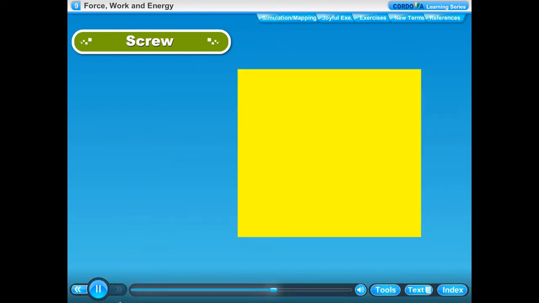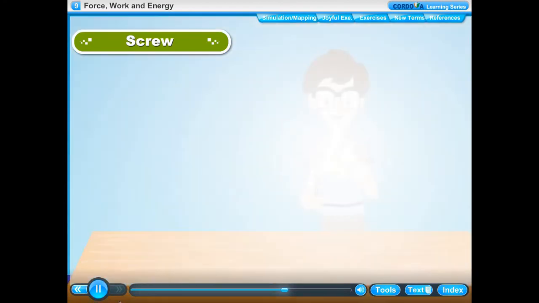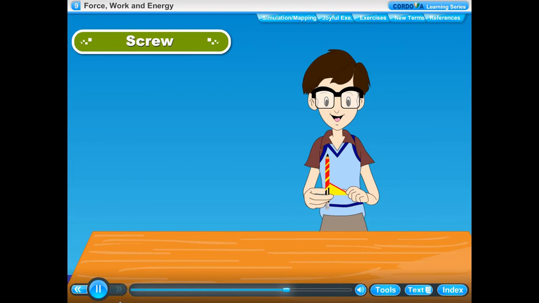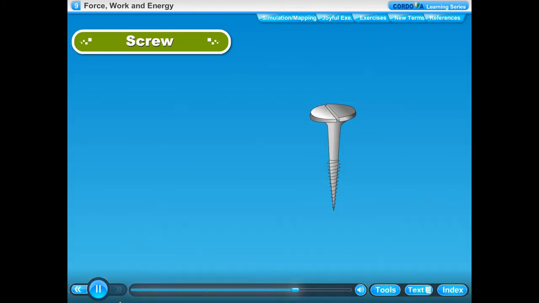Group activity based on CCE. Take a square sheet of paper. Cut it diagonally to get a right-angled triangle. The longest side of this triangle is an inclined plane. Color this side red. Now, wrap this paper around a pencil as shown in the figure. What do you observe? You find that the red-colored line of the paper makes the pencil look like a screw. So, a screw is like an inclined plane wound around a rod.